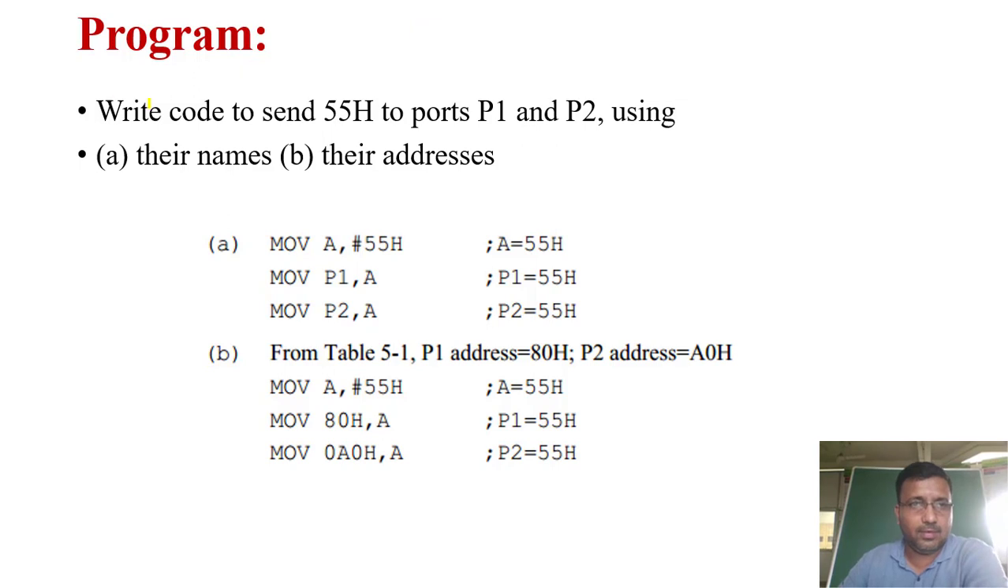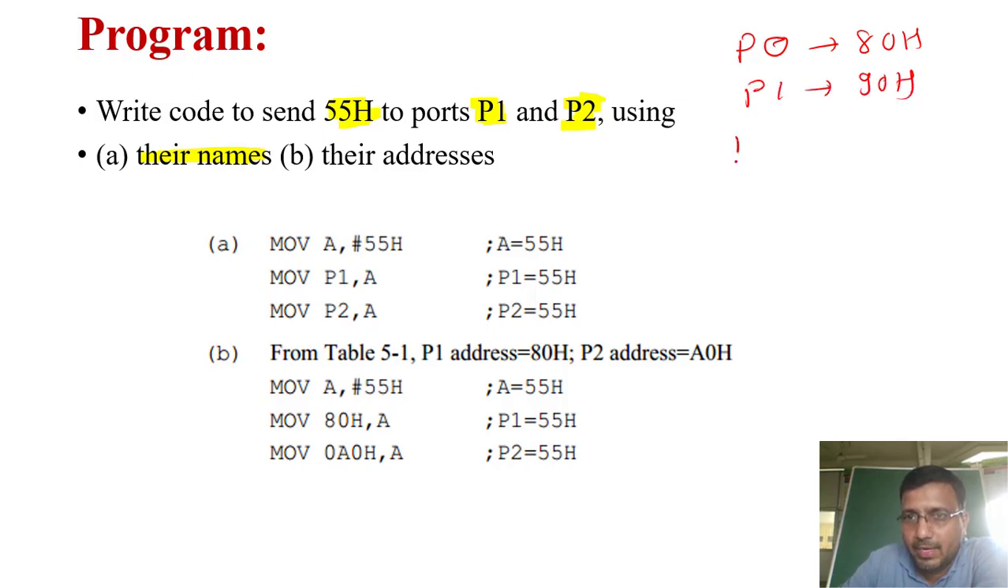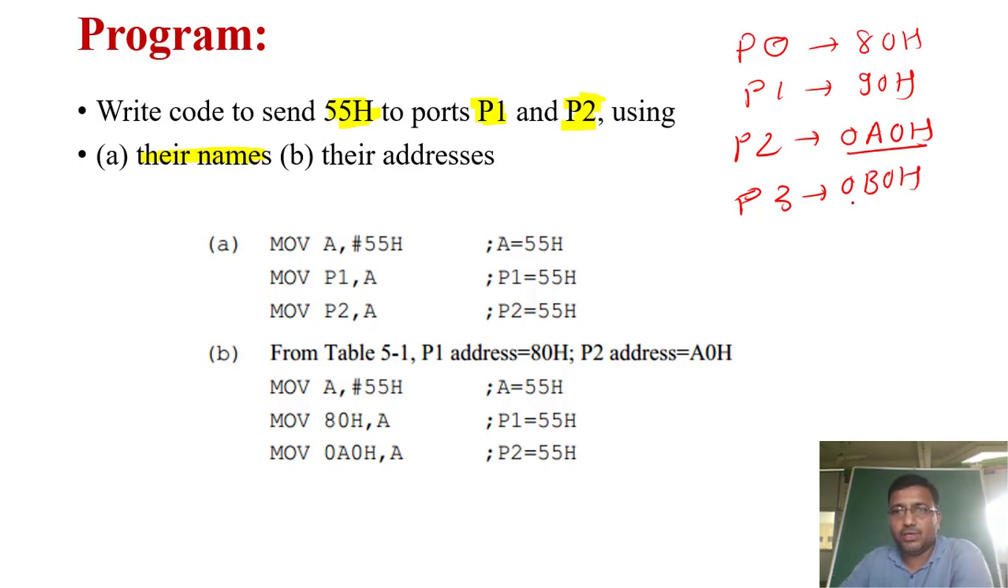Then here we can take one program: write a code to send 55H to the ports P1 and P2, first by their names and second by their addresses. Before writing the code, we must know the address for P0. P0 is located at 80H, P1 is located at 90H, P2 is located at 0A0H, and P3 is located at 0B0H. Okay, so we have the addresses now. 0A0 is the address for P2 and 90 is the address for P1.